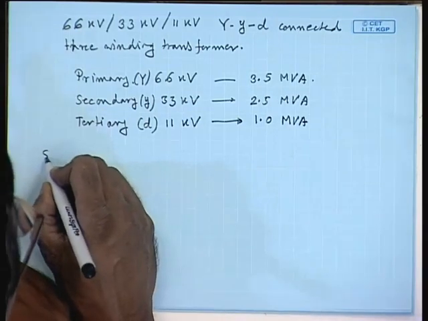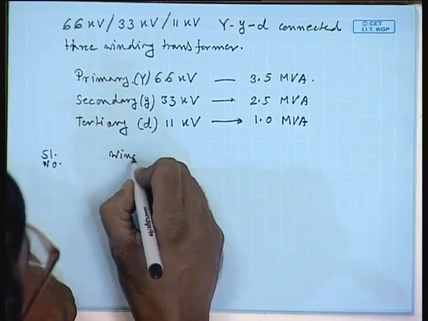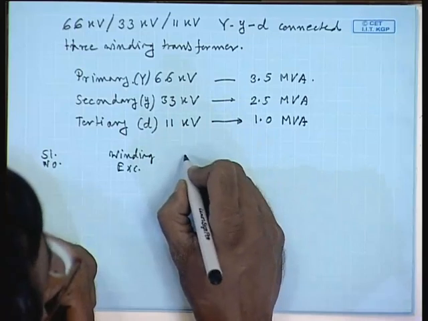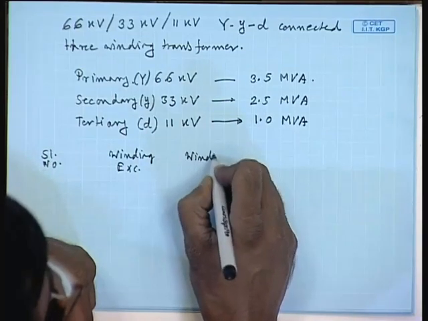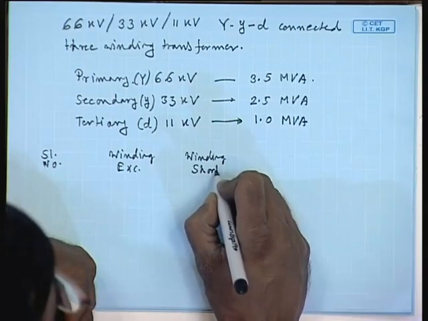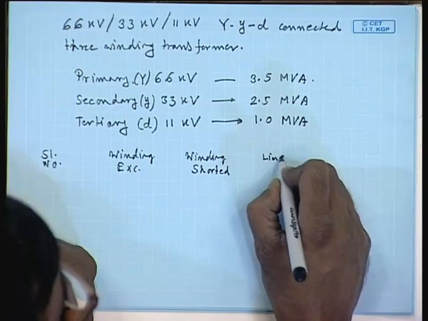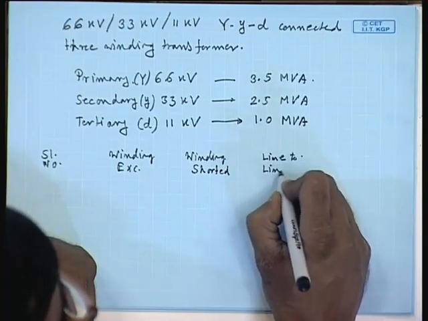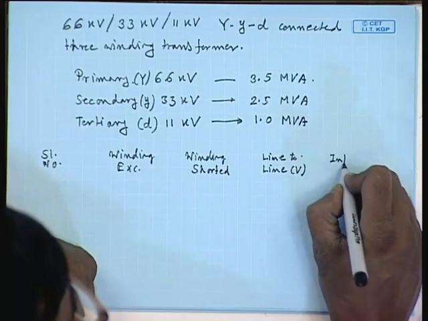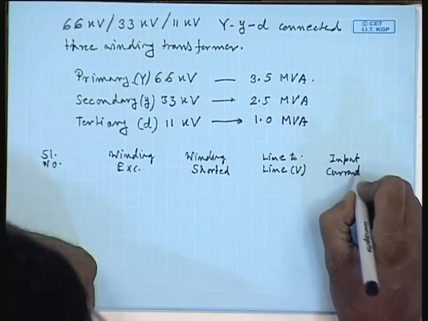So, serial number, then winding excited, then the winding shorted, the line to line voltage of excitation, input current, standard data for a short circuit test, input power.